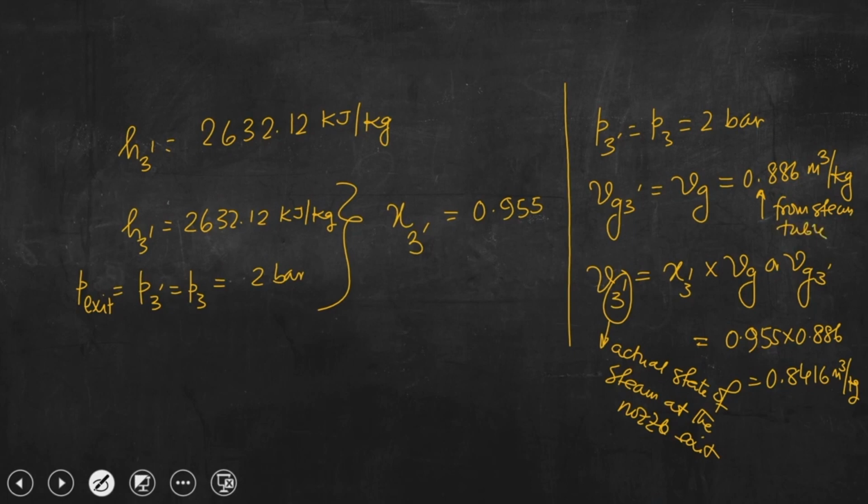Three prime is also located on the same pressure line. So, at that 3 prime we need to know the specific volume. So, that is nothing but dryness fraction of that particular point multiplied by the specific volume of steam when the steam quality is saturated steam. So, that is V g. So, we have calculated.